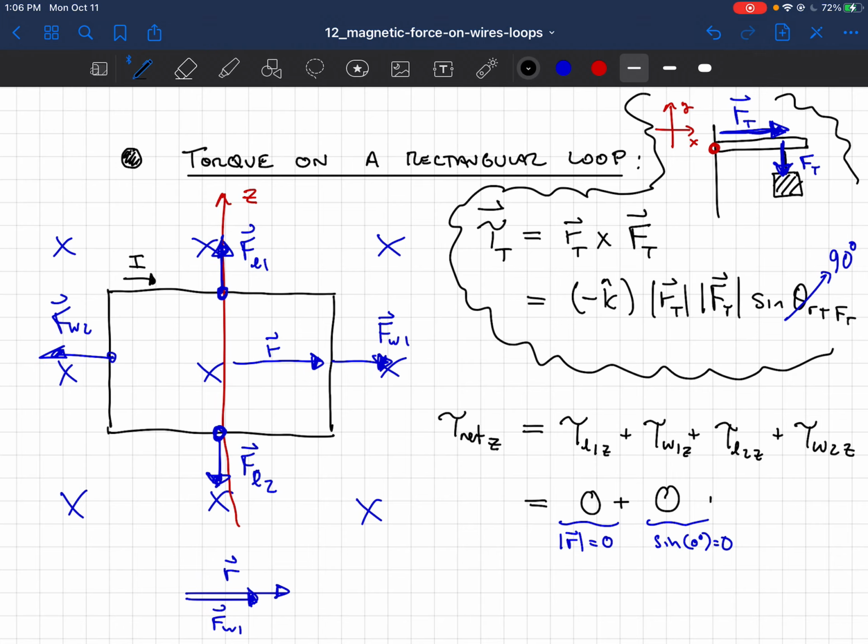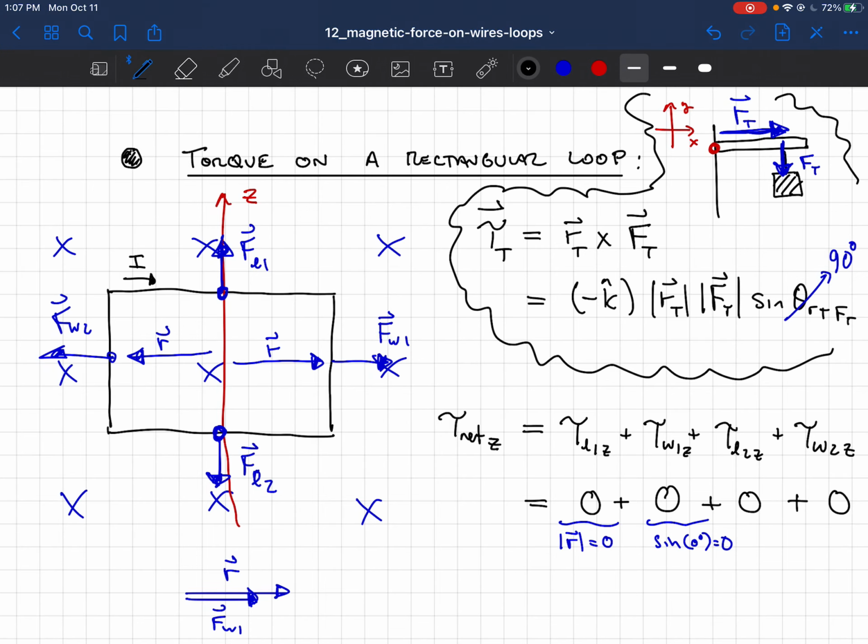For the third piece, it's going to be exactly the same as the first because the force is being applied at the axis. And for the fourth one, it's exactly the same as the second. They are again pointing in exactly the same directions, and so that one will also be 0. Ditto for the third and fourth as for the first and second. So the torque on the rectangular loop about this axis is going to be equal to 0.